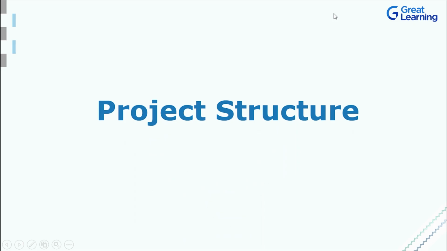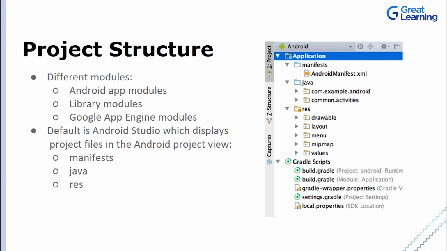Now let's talk about the project structure. As we have seen already, we have different modules, in which we have Android application modules over here. This is selected right now. Similarly, we have library modules and Google App Engine modules. Right now, for this particular course, we'll be focusing on Android application modules.